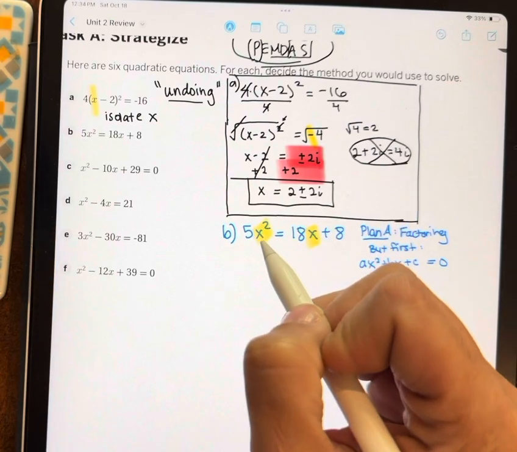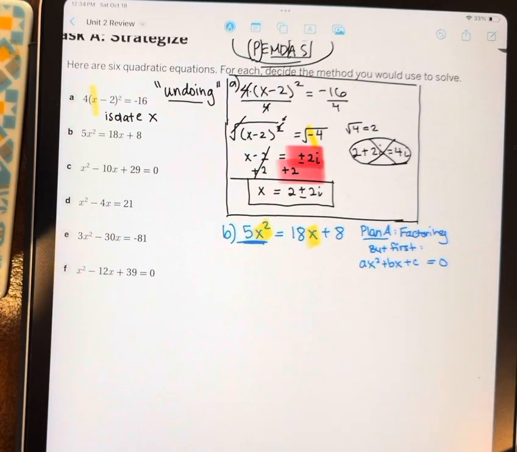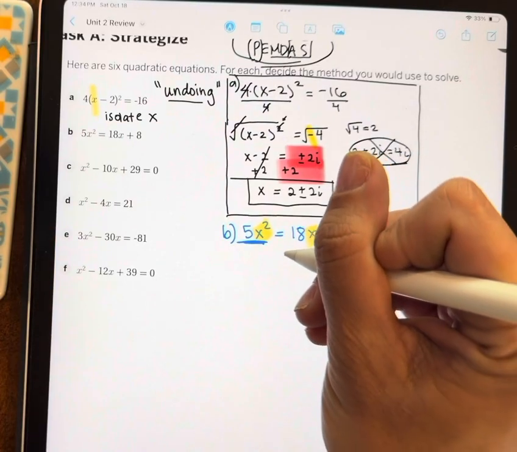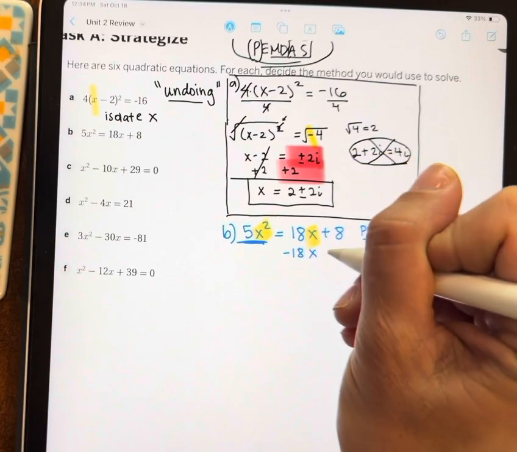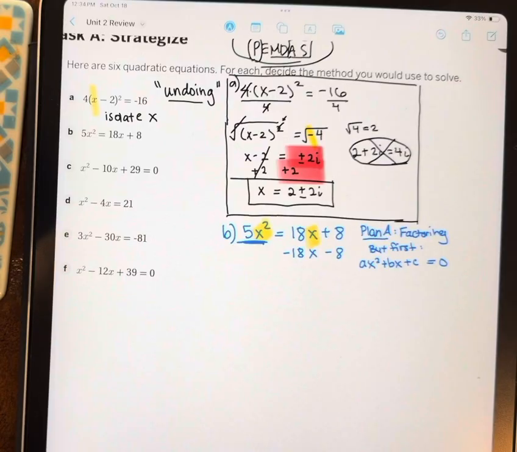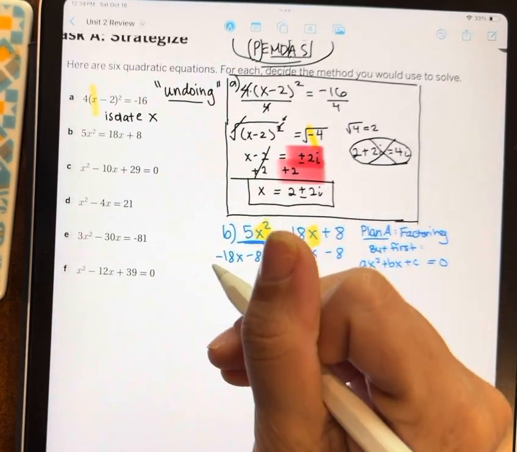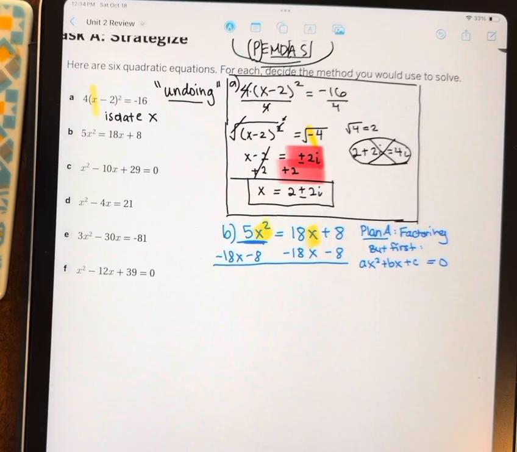And I never want my x squared term to be negative, never ever. So I'm not going to move it and make it negative. What I'll do is I'll instead move the 18x and the 8. Okay. And then here we go.